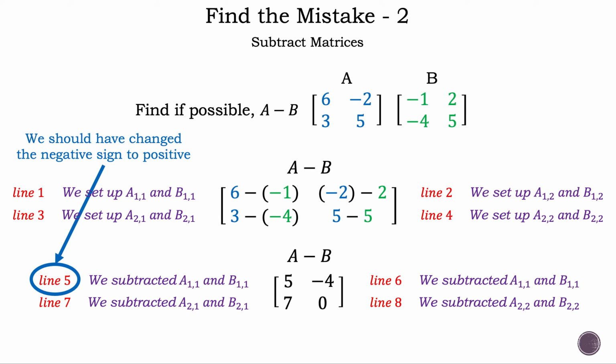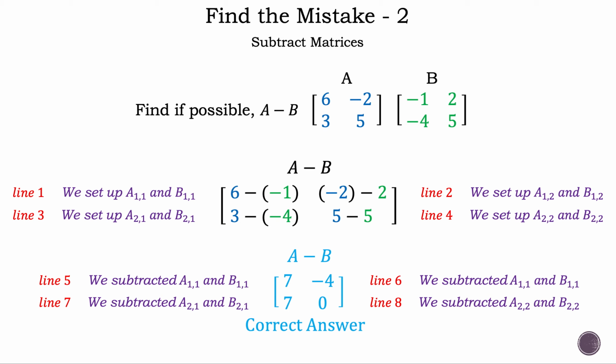Now, what do we have to change? It is the 5. 6 minus negative 1 is not 5, it is 7. So the correct answer for our resultant matrix in the first row is 7 and negative 4, and in the second row, 7 and 0.